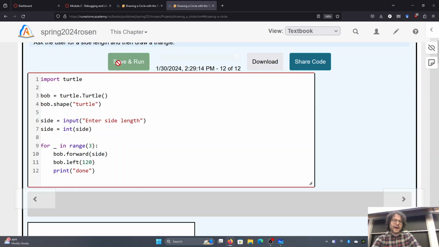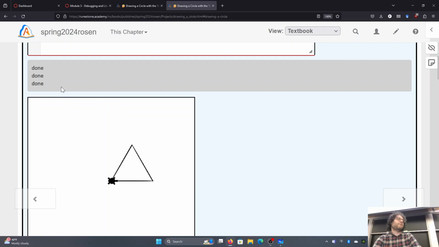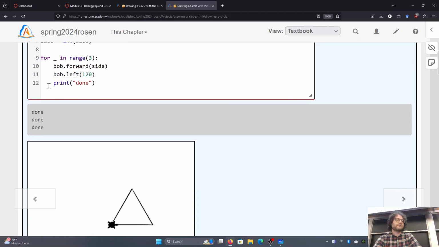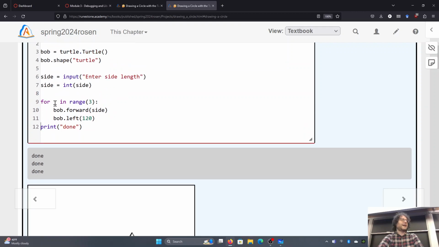If I put in that, it prints out done every single time it did a side, because it was inside the for loop. Inside the for loop, outside the for loop. In case you're curious how many spaces that is, by default it's 4 spaces. But generally you use tab and it will automatically put in 4 spaces for you. Okay? So that is the role of that indentation. This is inside the for loop.